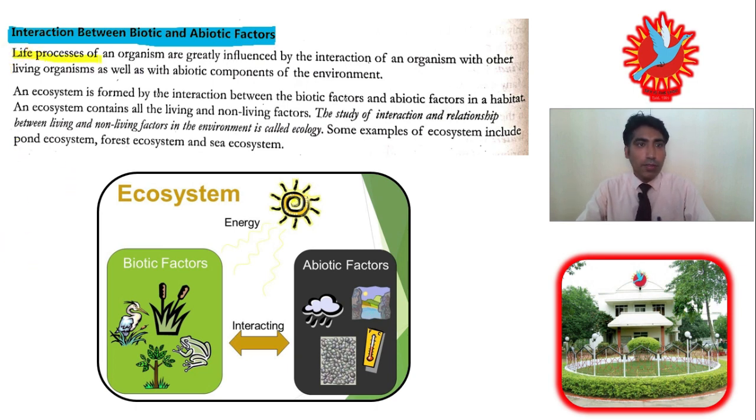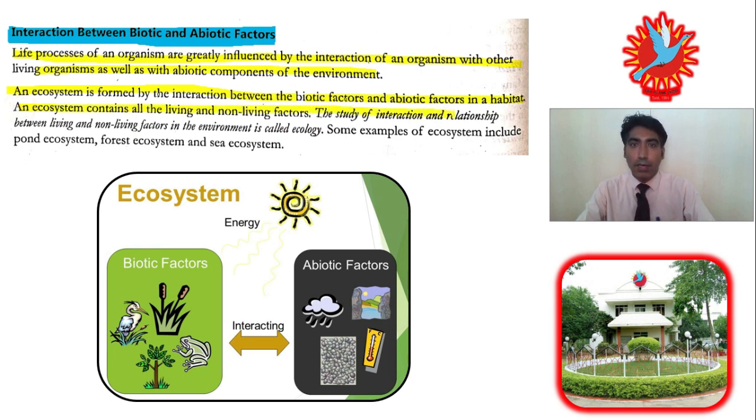Life processes of an organism are gently or greatly influenced by the interactions of an organism with other living organisms as well as with the abiotic components of the environment. An ecosystem is formed by the interaction between the biotic factors as well as abiotic factors in a habitat. A habitat is an area where an organism can grow, reproduce and live healthy. An ecosystem contains all living and non-living factors.